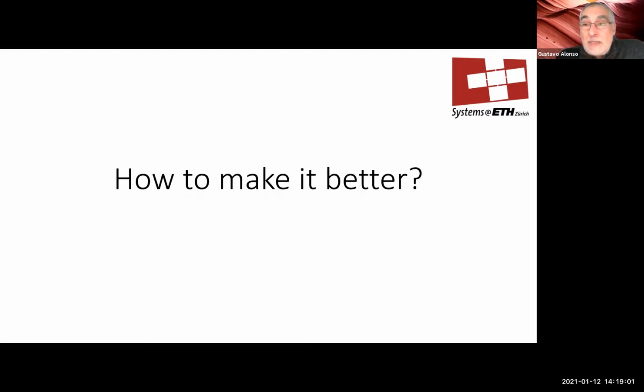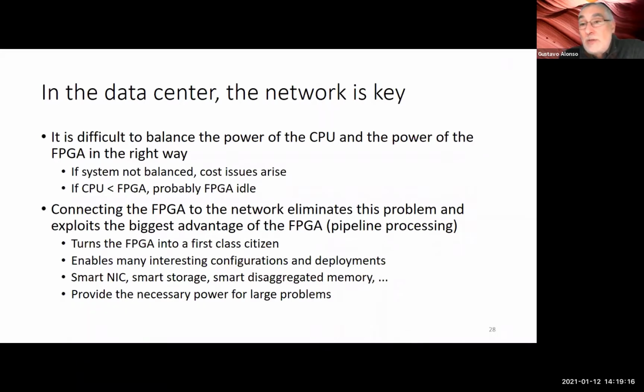So how to make it better? Now I'm going to go back to some of the things that we are doing on the Xilinx cluster that Xilinx has made available to everybody and that is running at ETH, right? So in data centers, like in the cloud, the network is the key. It is very difficult to balance the power of the CPU and the power of the FPGA in the right way, especially in the cloud because you have virtual machines and so forth, right? And if the system is not balanced, then you have cost issues. And this is what happened in the case of Amadeus. Although we have something that runs much, much faster on the FPGA, in the particular configuration that Amazon makes available, this doesn't work, okay?